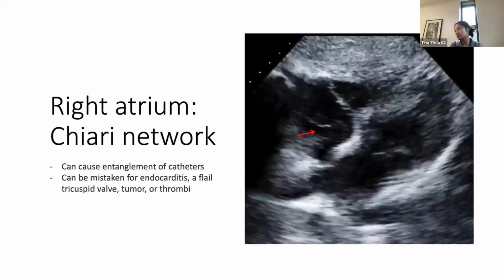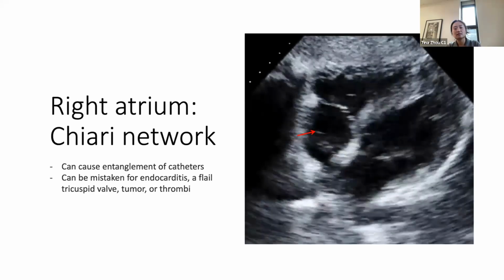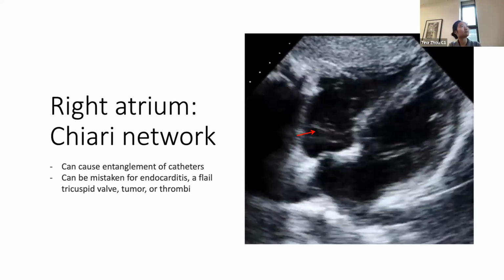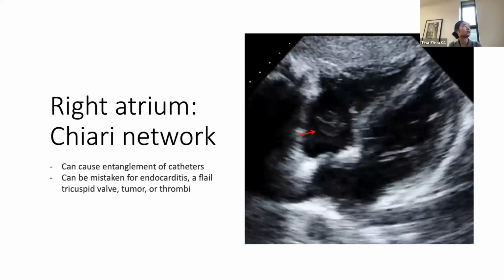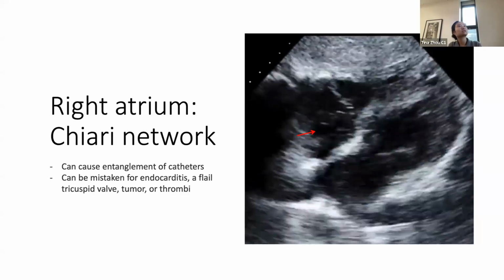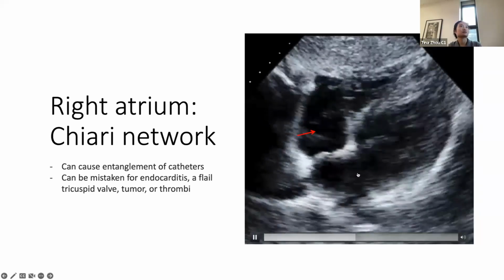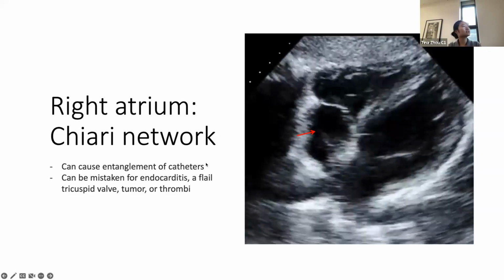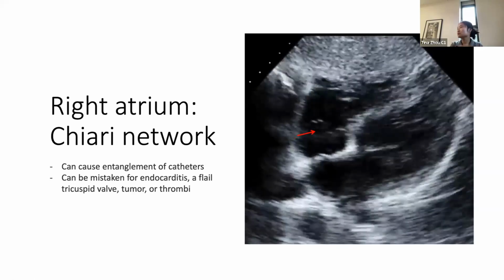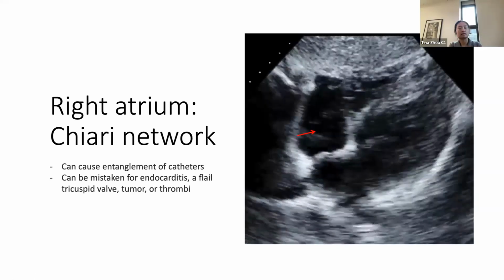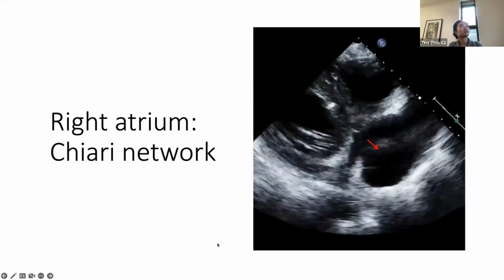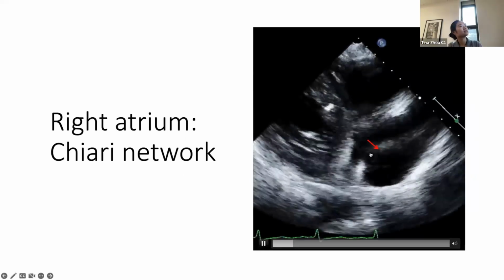Now, in terms of clinical significance, it's thought to not cause much trouble, but as you can imagine, in the right atrium, when we put in a PA catheter or any sort of pacing wire, it can cause entanglement of the catheters. It can be mistaken for endocarditis if the attachment is closer to the valve. It can be thought of as a flail leaflet, a tumor, or thrombi. So it requires multiple views to see the attachment and make sure this is not anything pathologic. This is still the Chiari network. It looks like a jumping rope here, not necessarily a spider web, but it's very flippity.